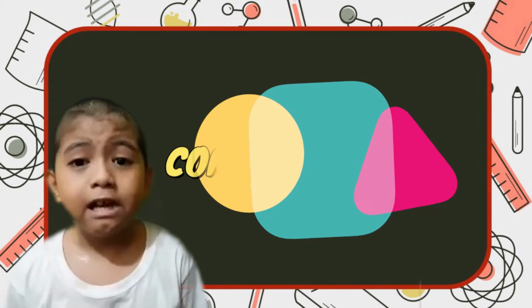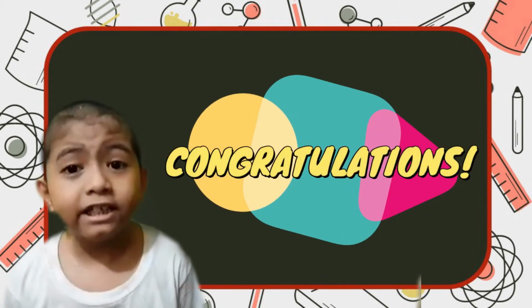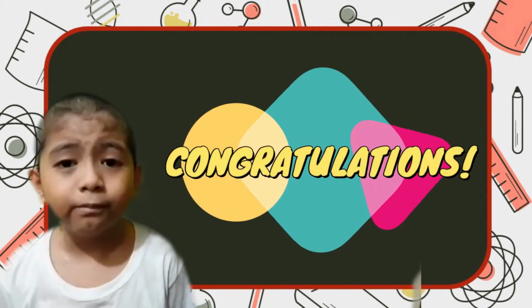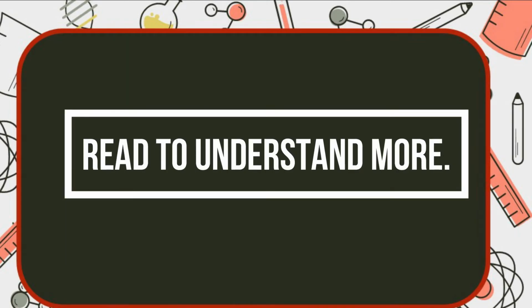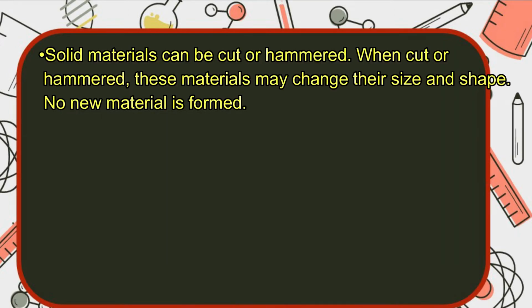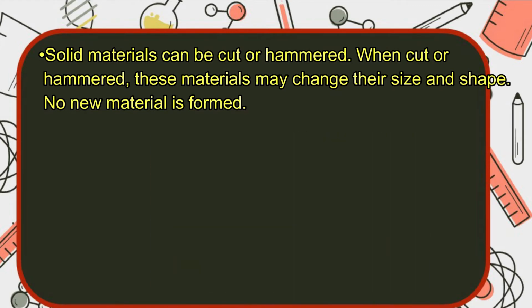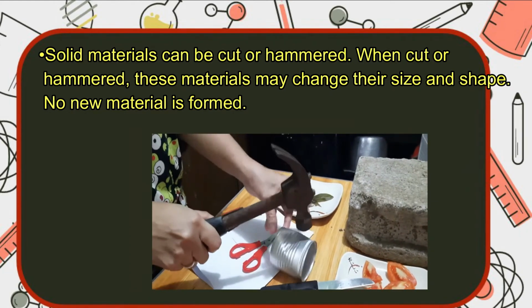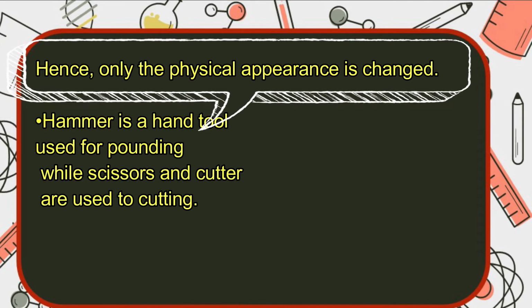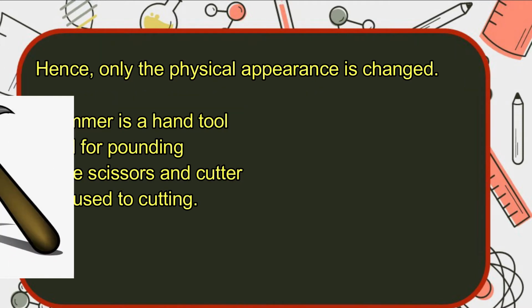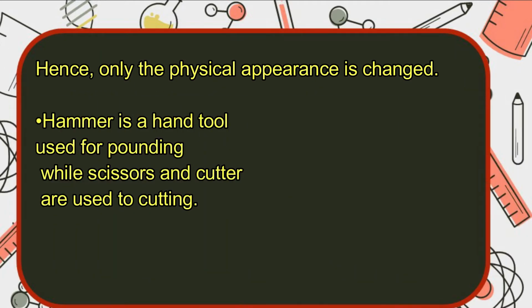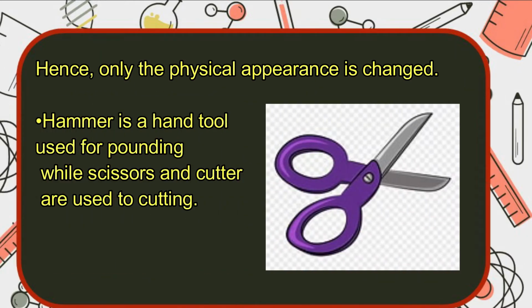Congratulations! Now, strengthen your knowledge by reading the additional information below. Read to understand more. Solid materials can be cut or hammered. When cut or hammered, these materials may change their size and shape. No new material is formed. Hence, only the physical appearance is changed. Hammer is a hand tool used for pounding, while scissors and cutters are used for cutting.